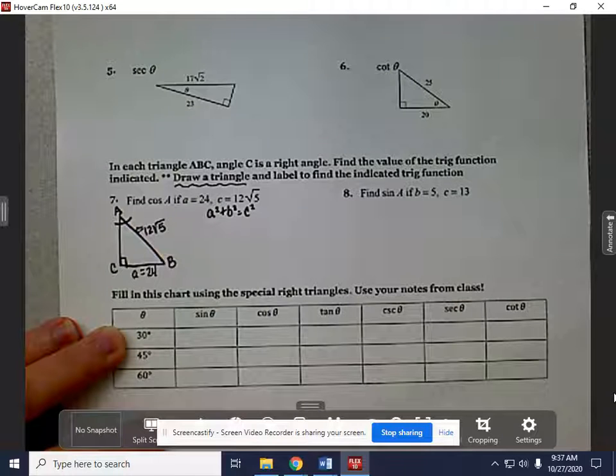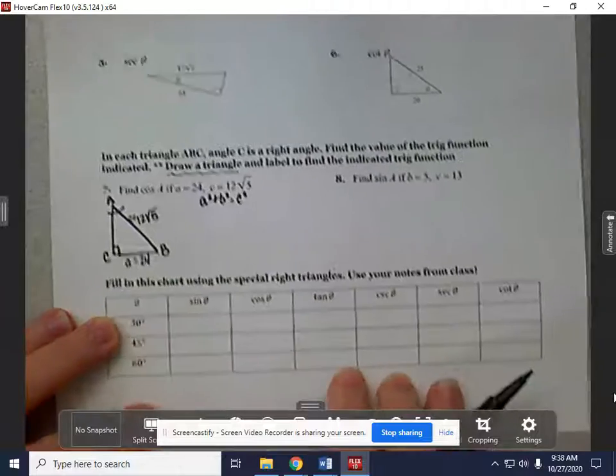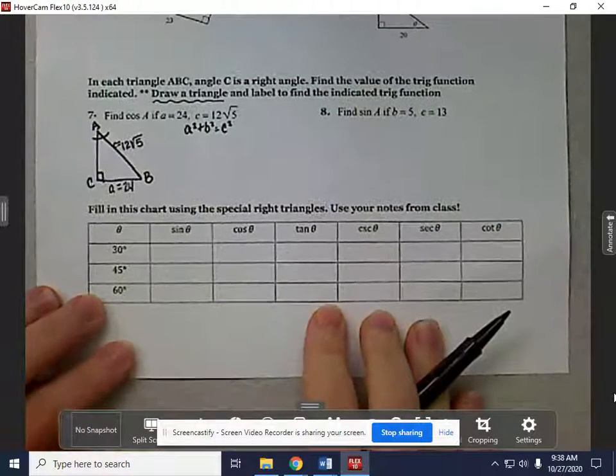So you guys are going to try number 8, pretty similar. Most of it is about labeling and just being careful about how your triangle is set up and going from there. And then our last section here, fill in the chart.